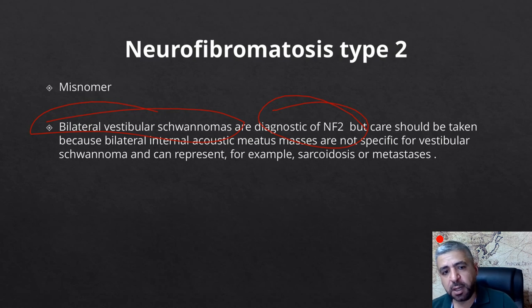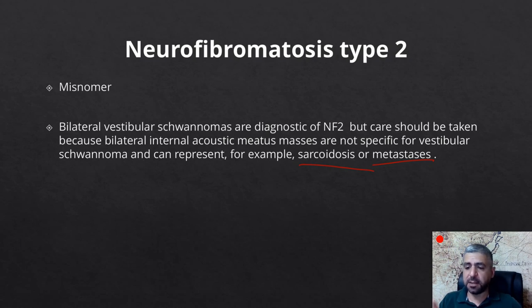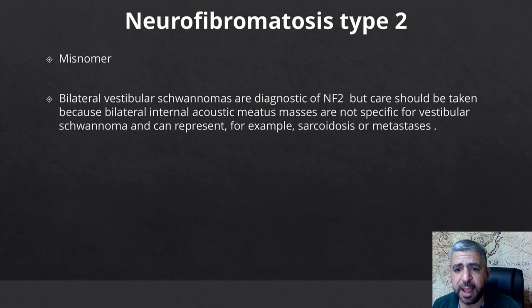But care should be taken because of bilateral internal acoustic meatus masses. Not all bilateral internal acoustic meatus masses are vestibular schwannomas. Sometimes, in cases of sarcoidosis or metastasis, they can be bilateral, so be careful. It's not always neurofibromatosis type 2, but if you see bilateral vestibular schwannomas, it's diagnostic of NF2.